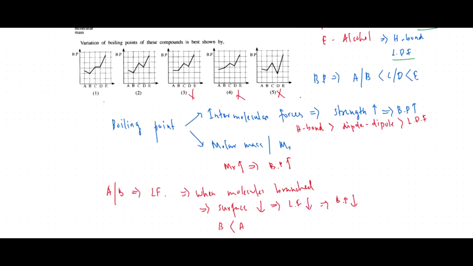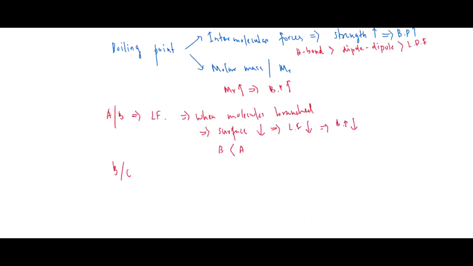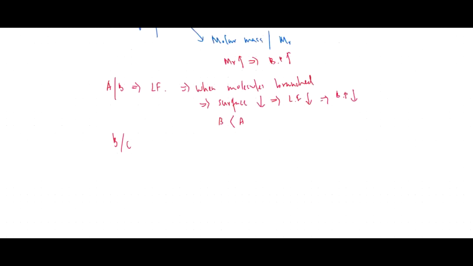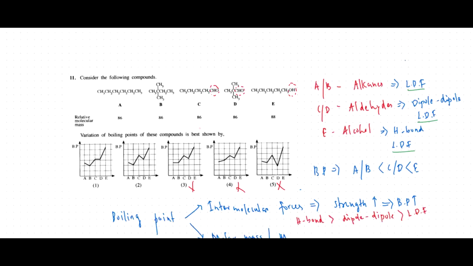So if we compare C and D, in C and D also, D is branched and C is unbranched. Therefore, the boiling point of D should be less than the boiling point of C. So in that case, we can easily neglect the first answer because in the first answer, the C and D have the same boiling point. Therefore, the second one is the answer, right?